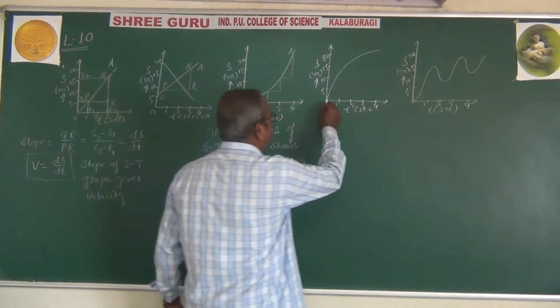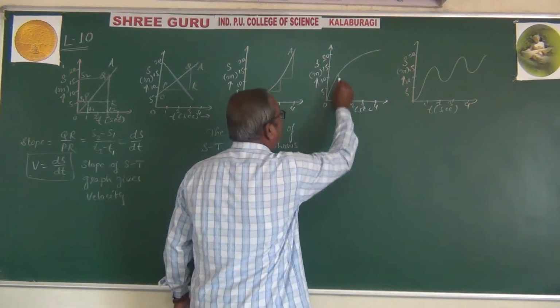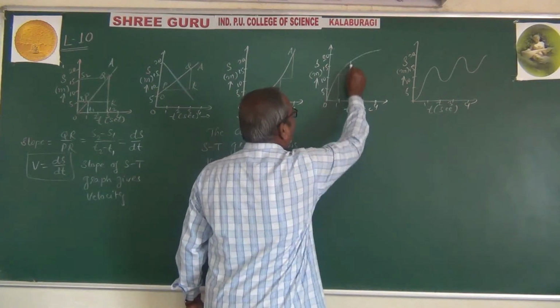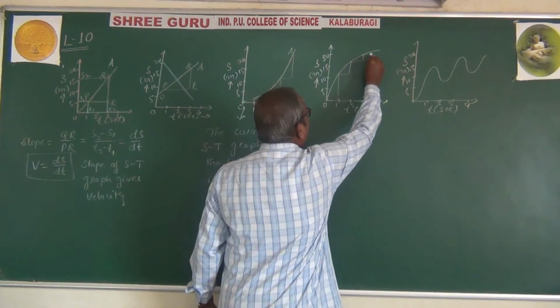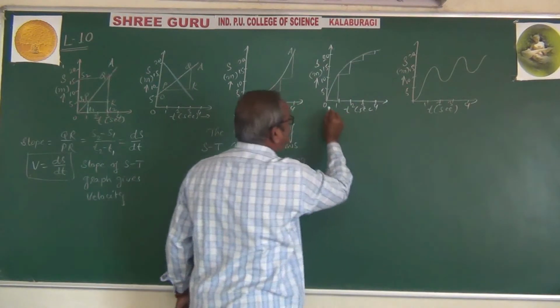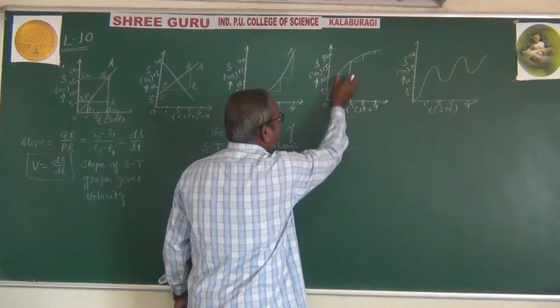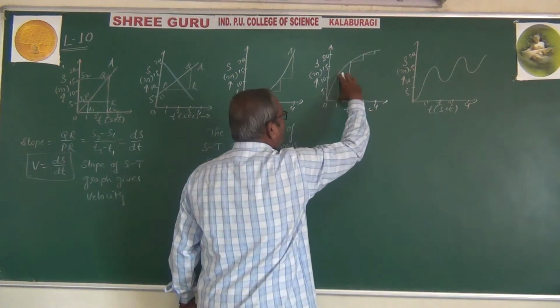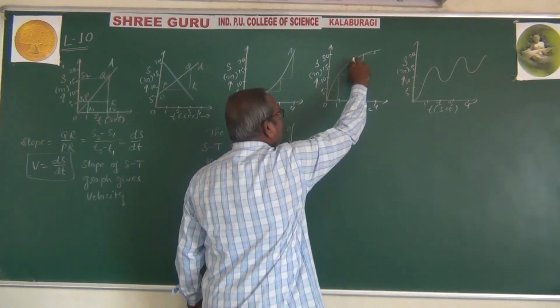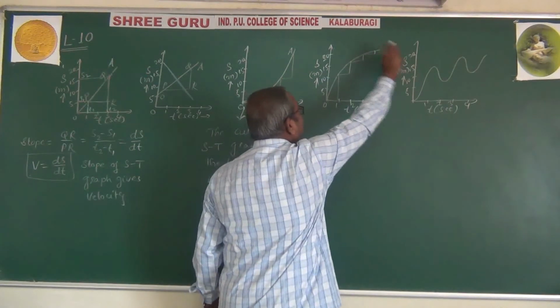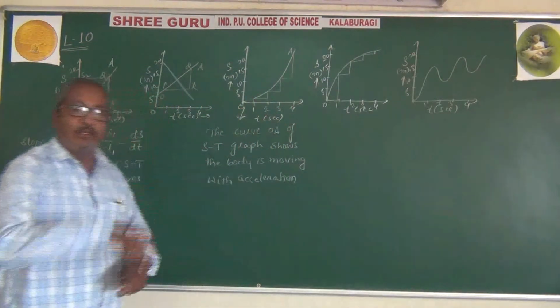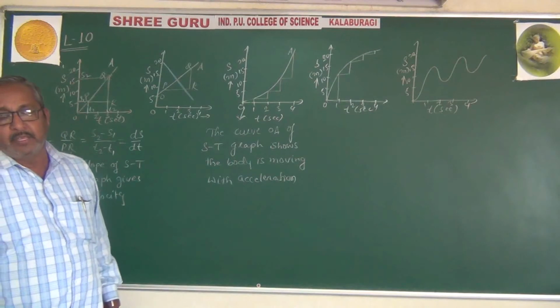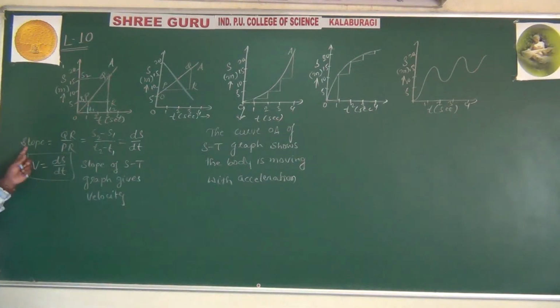Whereas in this curve, the body is also moving with variable velocity, but here the velocity is decreasing, because the adjacent is constant but the opposite is decreasing. If the opposite is decreasing, then the slope, which is opposite divided by adjacent, decreases.